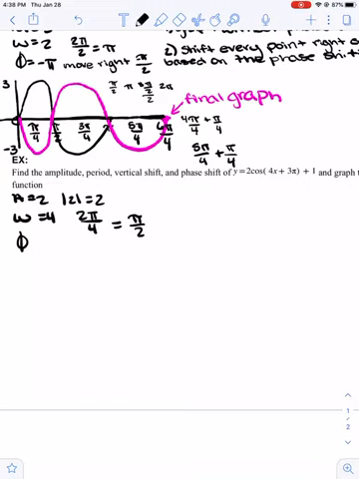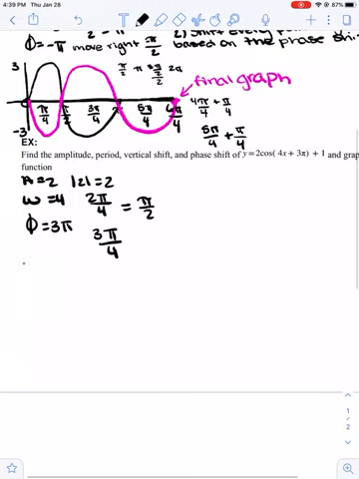We have a phi, and this is just a Greek letter, phi. Phi equals 3 pi, and it's positive, so it's actually going to move in the left direction. And remember, to find the phase shift, that is phi over w. So 3 pi over 4.